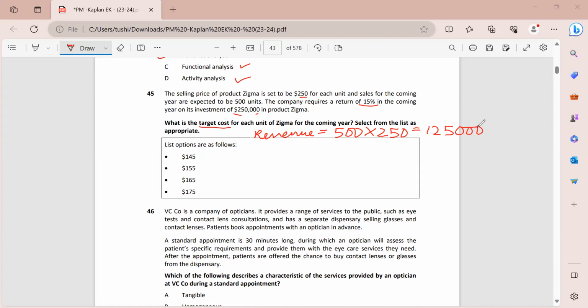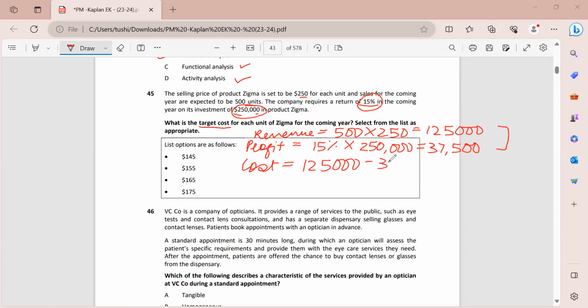Now, how much profit do I want to make? I want to make a 15% return on my $250,000 investment. So the profit that I want over here is 15% multiplied by 250,000, and that gives me 37,500. So this is the profit that I want. So the difference between the two is what my cost can be at maximum, right? So my cost can be 125,000 minus 37,500, and the difference between these two is 87,500. So this is my total cost.